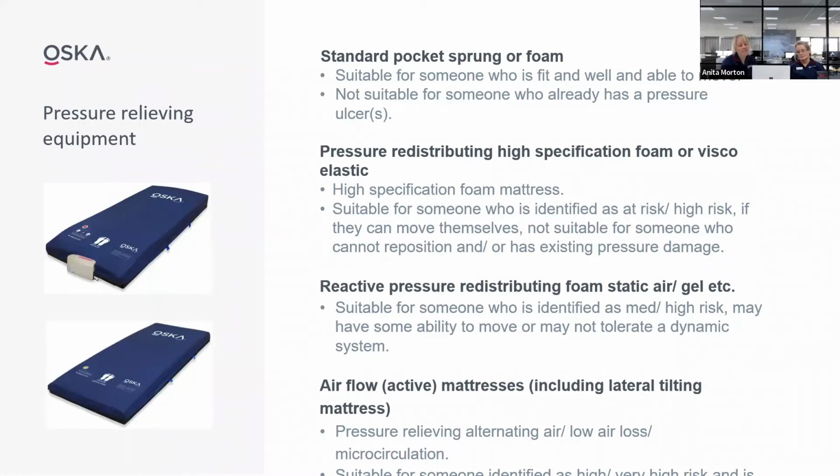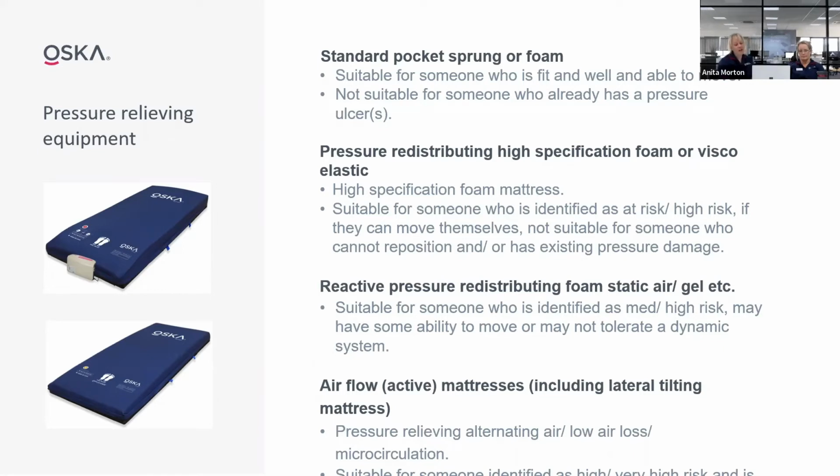So they have other features to them. They may well have a low air loss system to them. They might also help with microcirculation, but they generally are suitable for those patients who are deemed high to very high risk. And certainly those patients that may have a level of pressure damage, and we're talking more the category 3s, 4s, DTIs, unstageable.